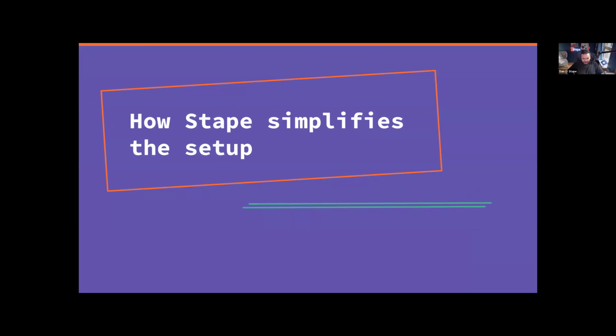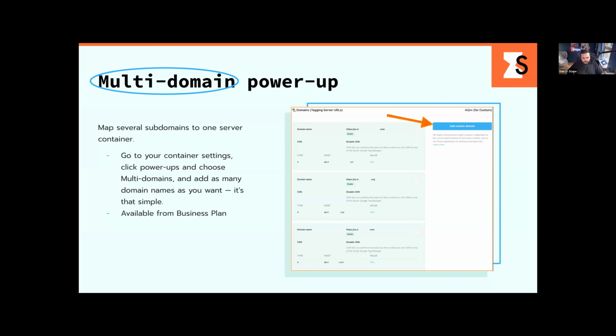How Stape helps in all of this will be evident during the live demo, but to briefly guide you through things. Obviously there's the multi-domain power-up that we offer, which enables you to add multiple subdomains to a single container entity. There are thresholds depending on the plans. Multi-domain is available from the business plan, and going further up the chain, the number of custom domains you can point to a container increases. On custom plans, it's infinite.